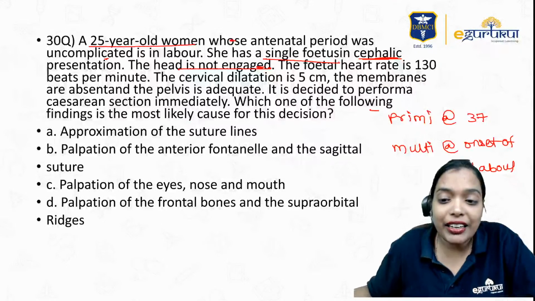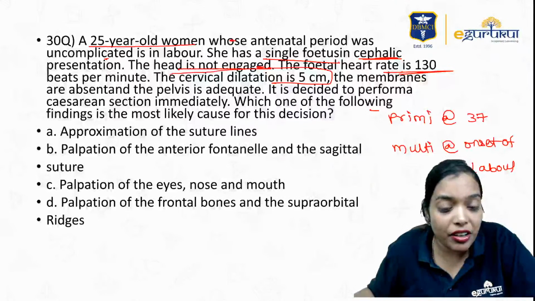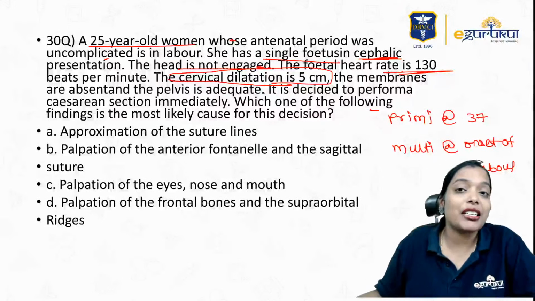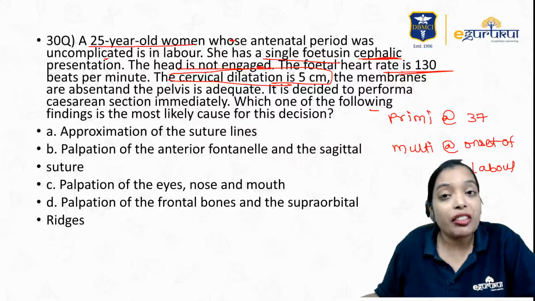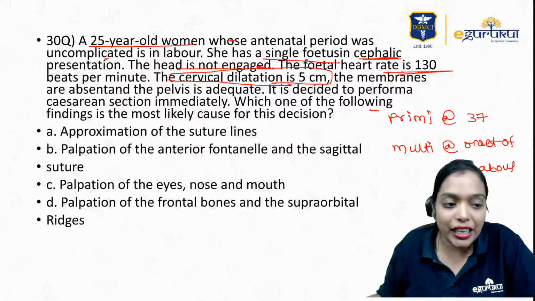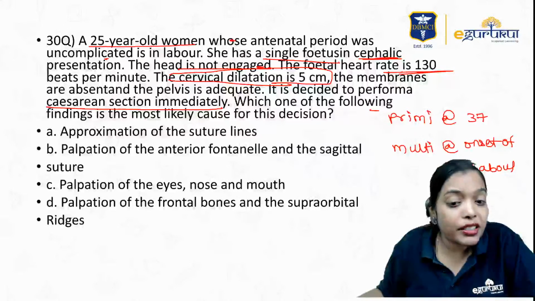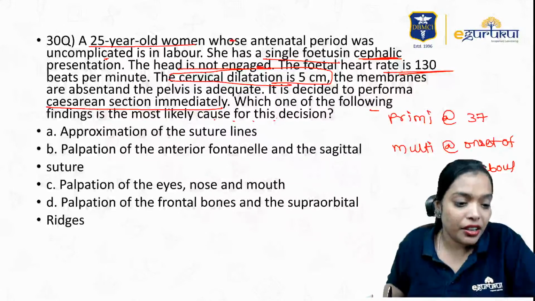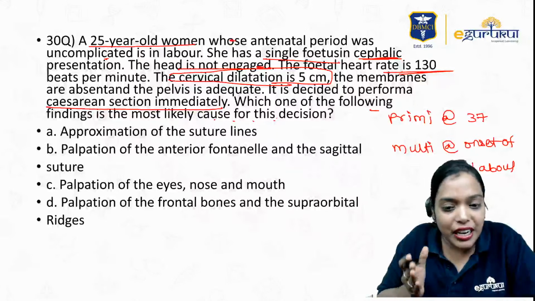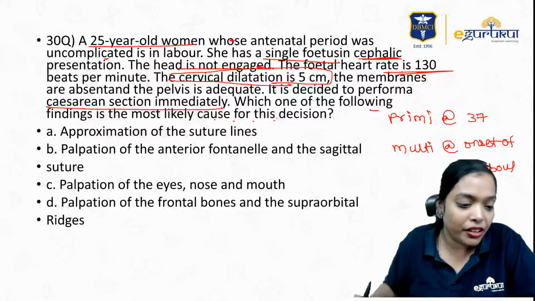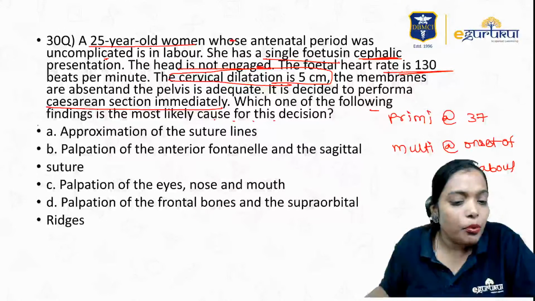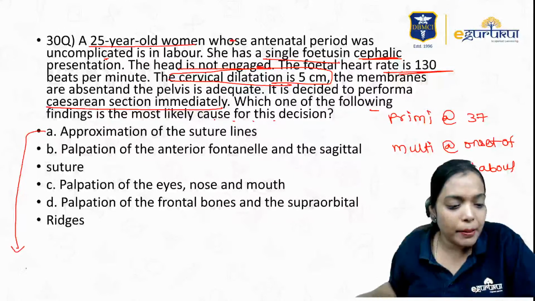Fetal heart rate is 130 beats per minute. Cervical dilatation is 5 centimeters. So she's already 5 centimeters dilated, and in spite of that, the head is not engaged. Membranes are absent. Pelvis is adequate. It is decided to perform cesarean section immediately. Which one of the following is the most likely cause for this decision? So what do you think might be the reason for such an emergency cesarean section in this patient? Approximation of suture lines. What do you mean by approximation of suture lines?